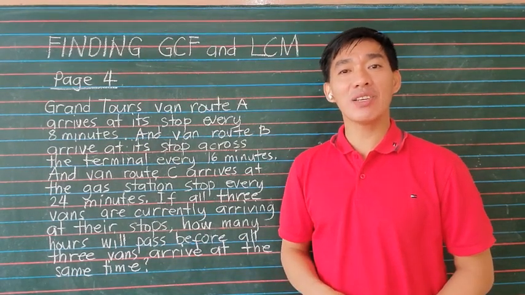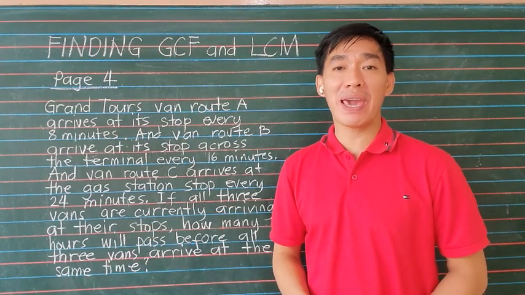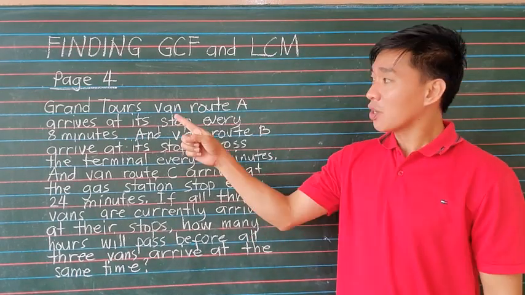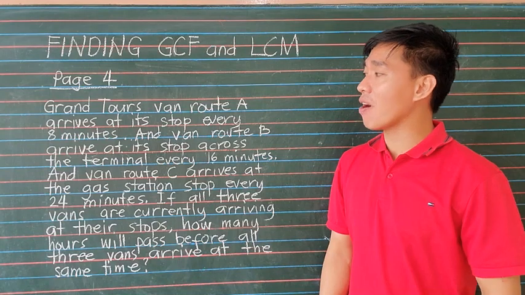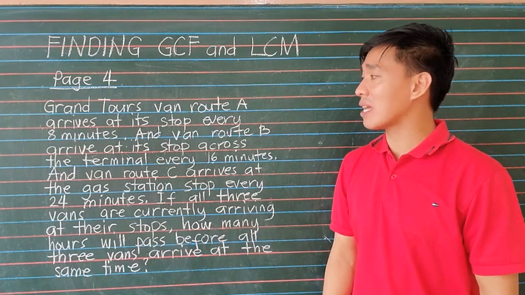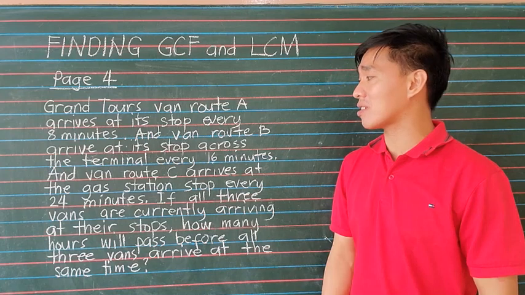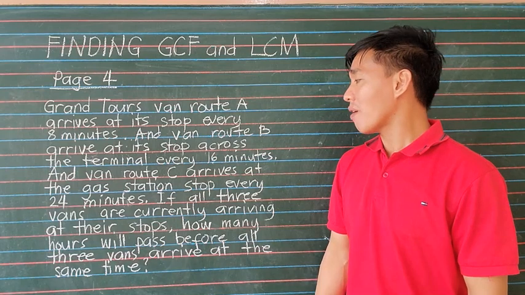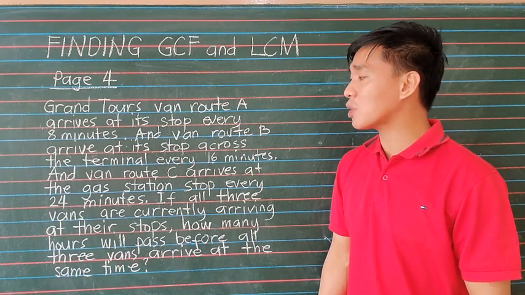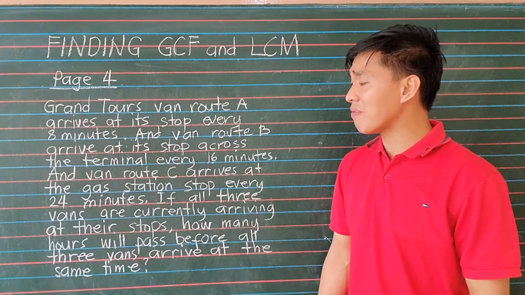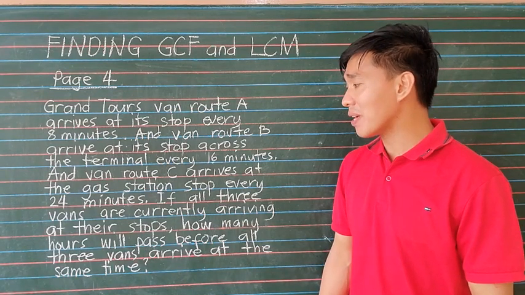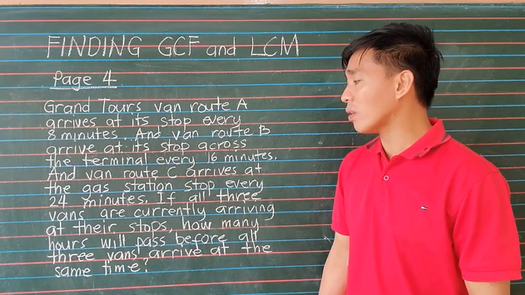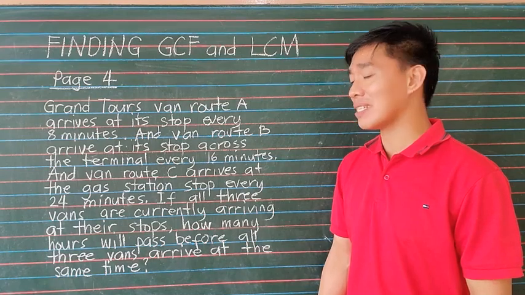Continuing on, let's now try to look at problem number 2 on page number 4 of your module number 6. And here's the problem. Grand Tours van Route A arrives at its stop every 8 minutes, and van Route B arrives at its stop across the terminal every 16 minutes, and the van Route C arrives at the gas station stop every 24 minutes. If all the 3 vans are currently arriving at their stops, how many hours will pass before all the 3 vans arrive at the same time?